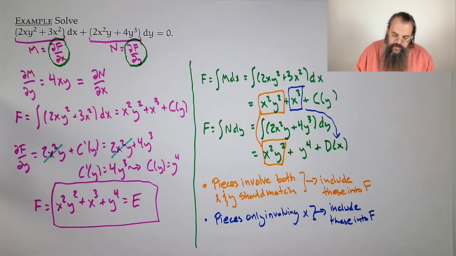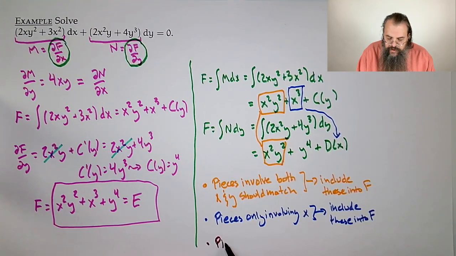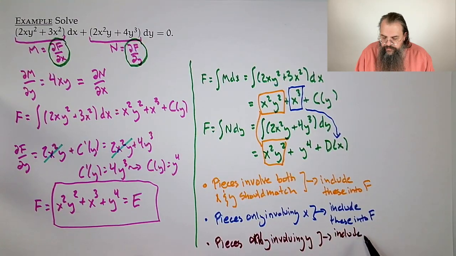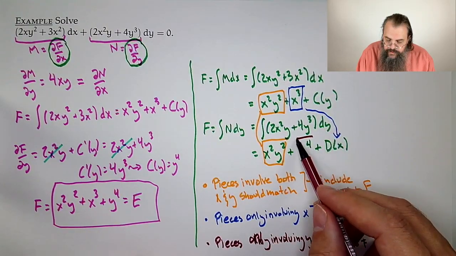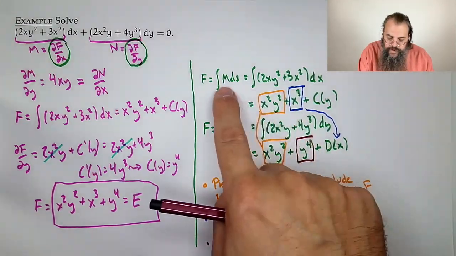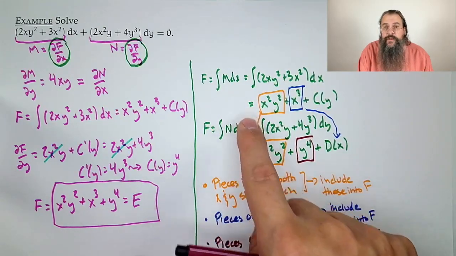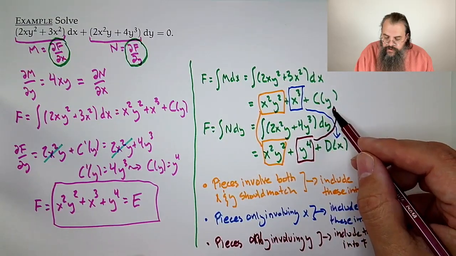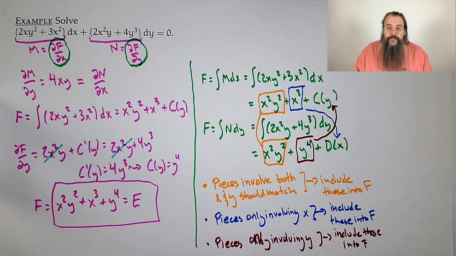Now, the last thing is we say, all right, pieces that only involve y. Whoops. I can't spell the word only. So only involving y. And now we also include these into f. So what's that? Well, it'll be there. And in fact, we should point out, the pieces that only involve x will show up in this integral where we integrate with respect to x. The pieces that only involve y will show up down in this integral which involves y. And again, it is showing up here. It's that constant function of y.